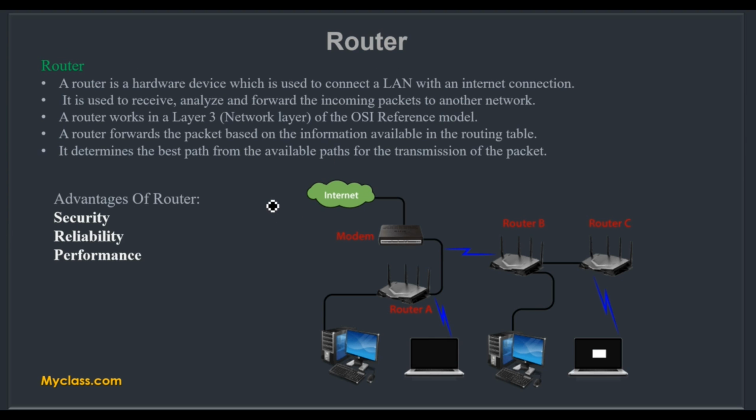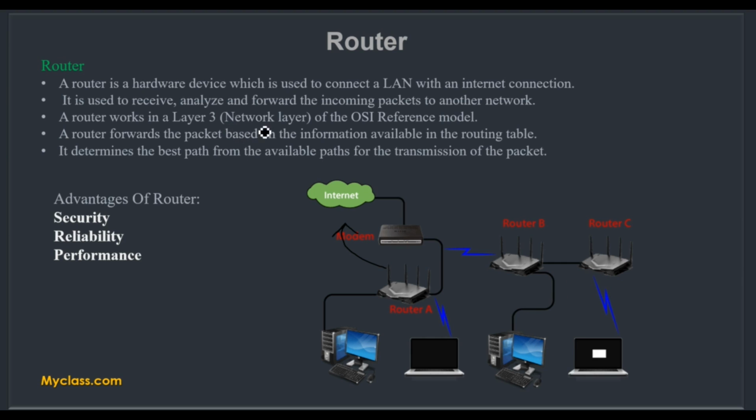Next is the router. A router is also a hardware device which is used to connect a LAN with an internet connection. We can connect lots of computers through switches and hubs, and then the router is responsible for connecting them to the network, to the internet. So the router is the service provider of our internet connection. When we configure a Wi-Fi connection or internet at our home, a router is there. We can also install lots of routers in a particular network.